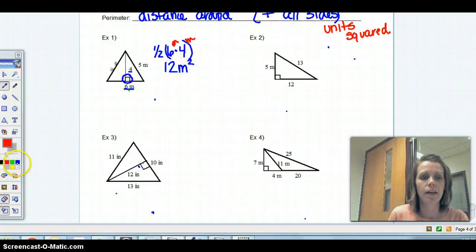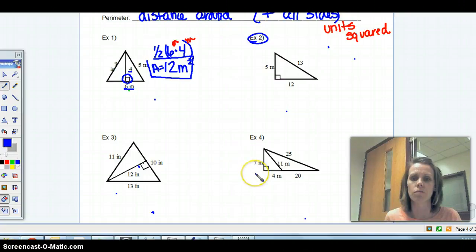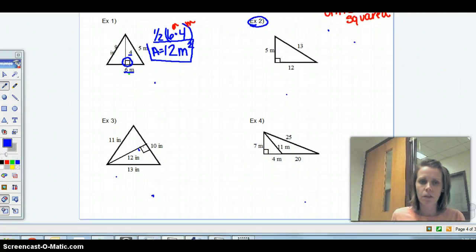So the area of this triangle is 12 meters squared. Okay? All right. So I'm actually going to have you guys pause the video and see if you can try example number 2. Okay. So, example number 3, let's do this together.